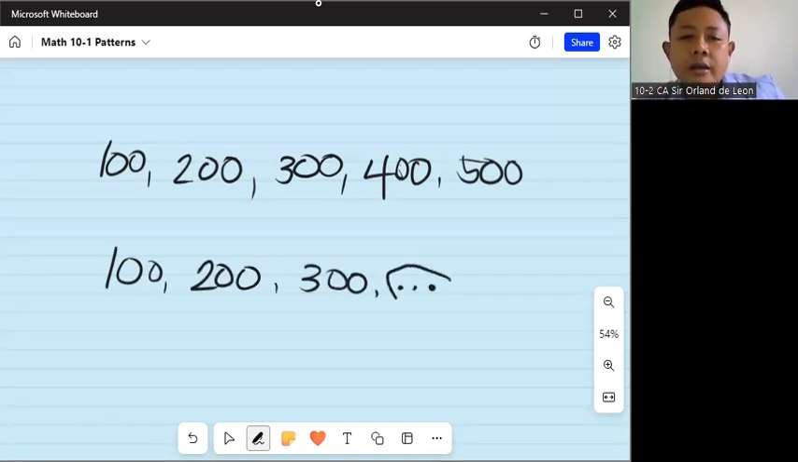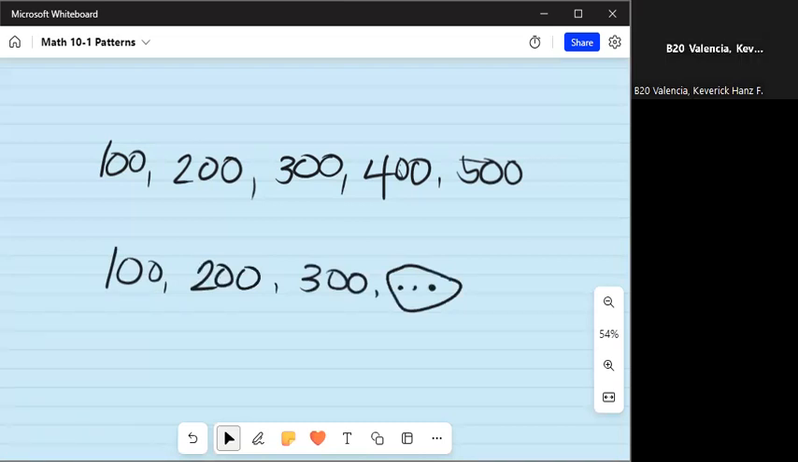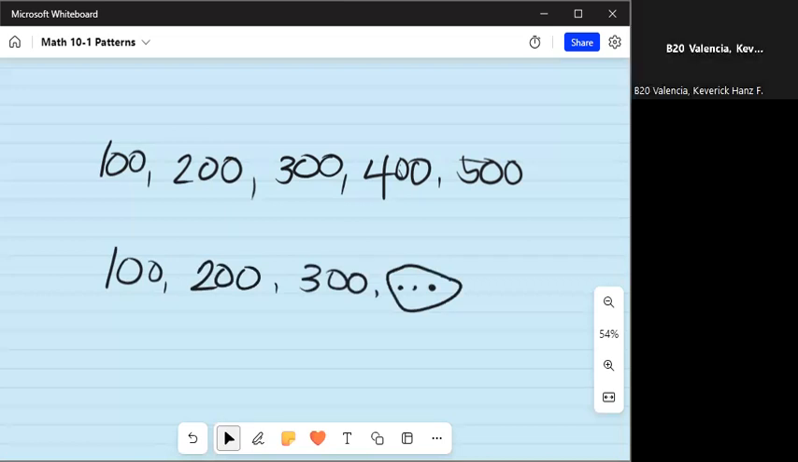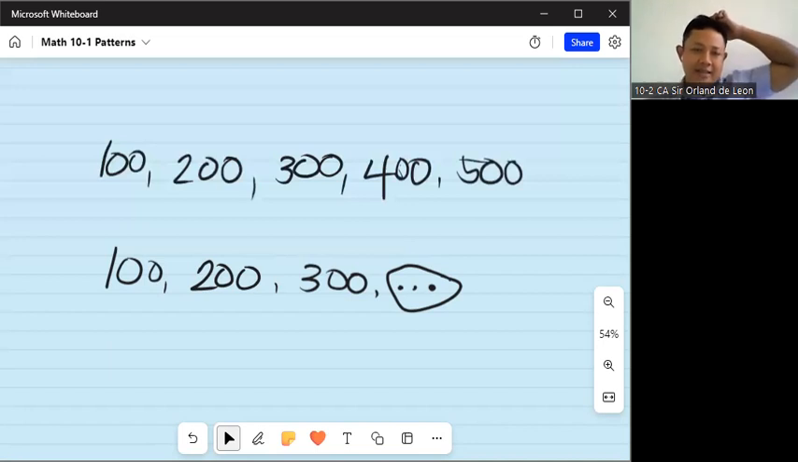What do you think do these 3 dots mean? Anyone? These are 2 different kinds of sequence. Yes, Hans. Infinite sequence po. Exactly. When you say infinite sequence, Hans, what do you mean by infinite? Ano po, wala, di po siya matatapos. Exactly. Very good, Hans. That's correct.